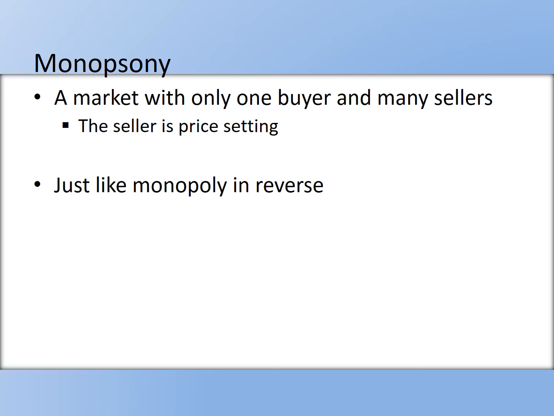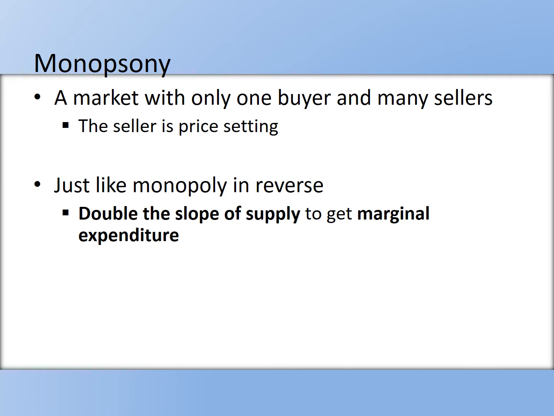In monopoly, you have demand. Double the slope of demand, you get marginal revenue. In monopsony, you have the marginal cost curve or the supply curve, depends on the situation you have. So you have the supply curve. You double the slope of supply to get marginal expenditure.